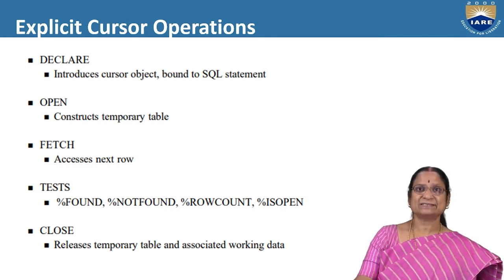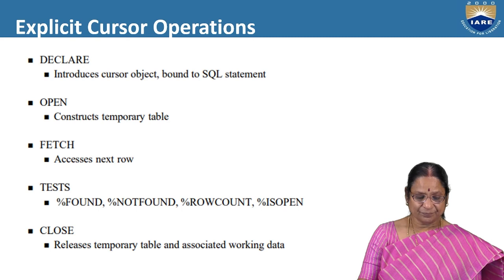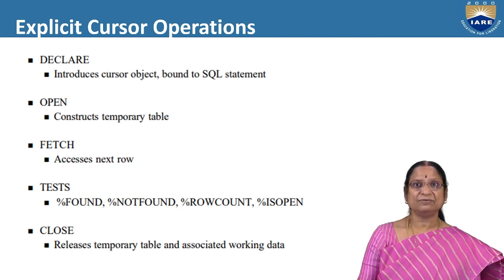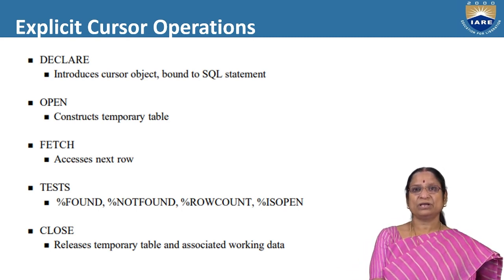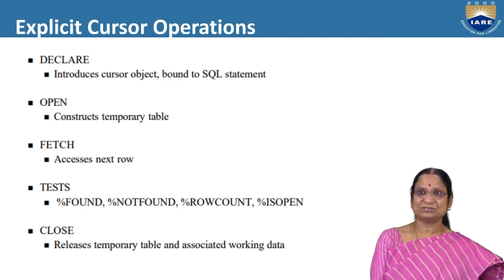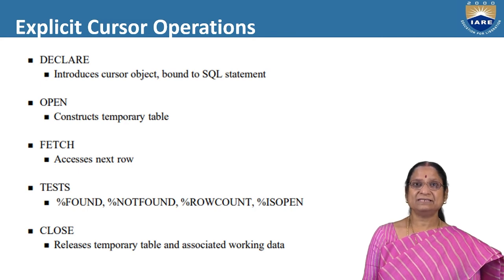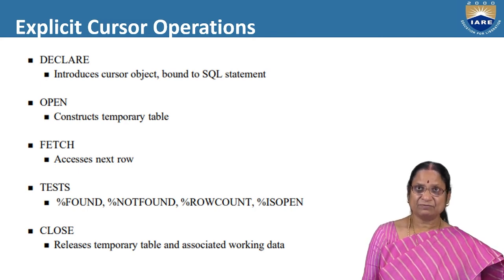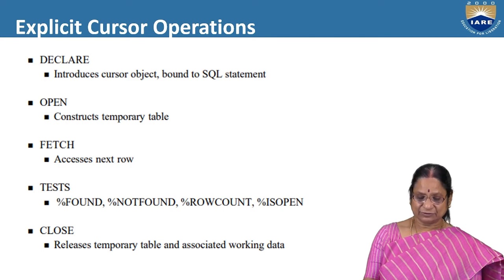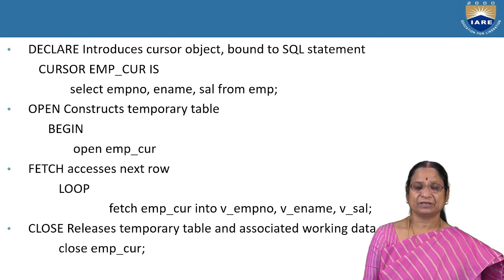The fetch command is used to access the next row of a cursor, and we are using found, not found, row count, is open as some testing functions. The terms themselves indicate something: row found or not found, row count is the total number of rows available in your cursor, and whether the cursor is open or closed will be checked. Close means closing of the cursor. That means the temporary table that was created in memory as a working area will be released to the OS.